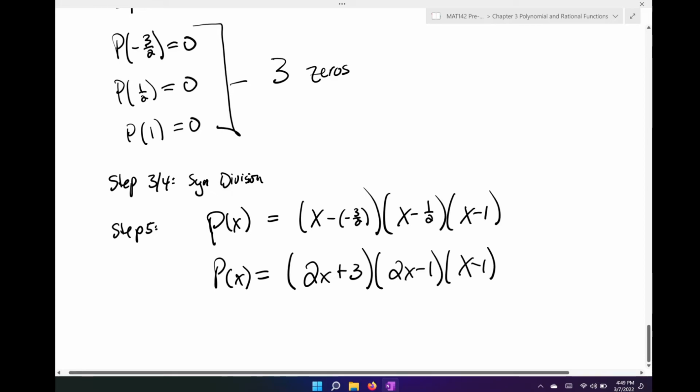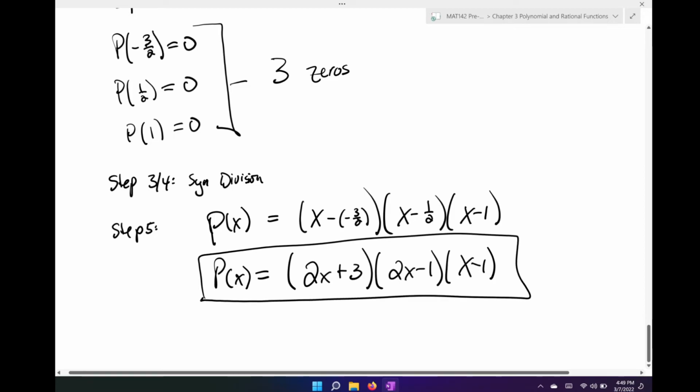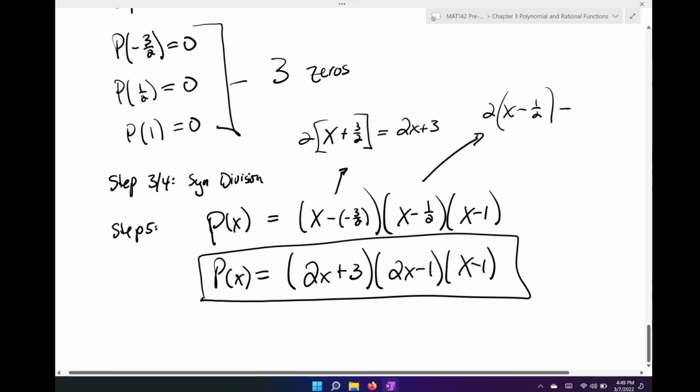So before I even go on to the next problem, because I do have one more example that I'd like to do, I'm going to go through and show you how I did this. First, this is really x plus 3 over 2. Now, if I were just to take this and multiply it by 2, that gives me 2x plus 3. That is how I got 2x plus 3. Okay? Second, I write it over here. This is x minus 1/2. However, if I just multiply this by 2, that gives me 2x minus 1, and that's how I got 2x minus 1. So here's the proper answer. P of x equals 2x plus 3 times the quantity 2x minus 1 times the quantity x minus 1.